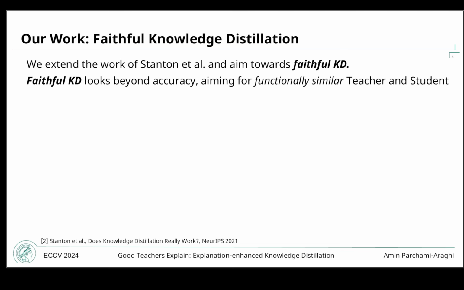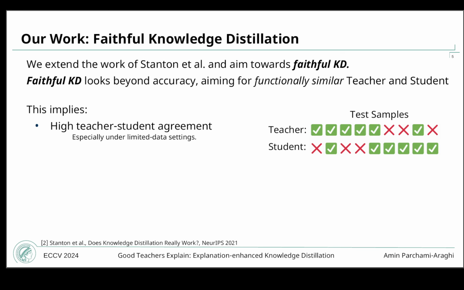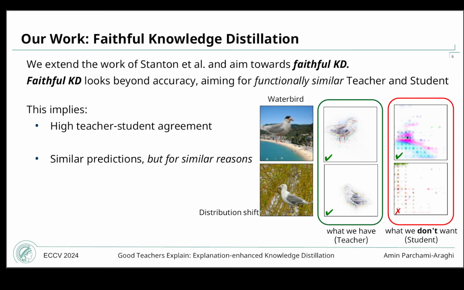In this work, we focus on faithful knowledge distillation. Faithful KD looks beyond accuracy and considers teacher and student which are functionally similar. What would this imply? First, as mentioned by prior work, the student should not only have high accuracy but also high agreement with its teacher. This should also be considered in limited data settings, as often the complete dataset that was used for training the teacher may not be available for the distillation.